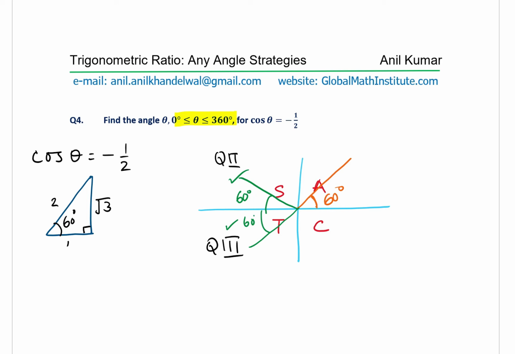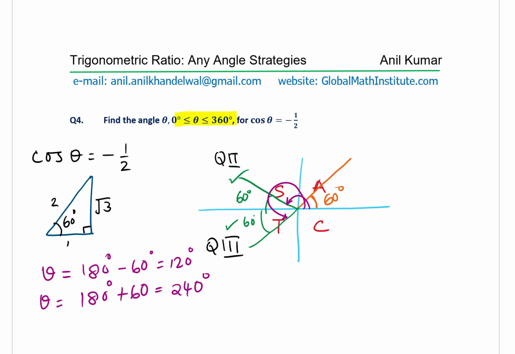Correct? And therefore, what is the principal angle? The principal angle is 180 minus 60 or 180 plus 60. So we get the angle theta as 180 degrees minus 60 degrees, which is 120 degrees, or the angle theta as 180 degrees plus 60 degrees, which is 240 degrees. Do you see how we got the answer? Right? So without a calculator, we can easily get this answer.